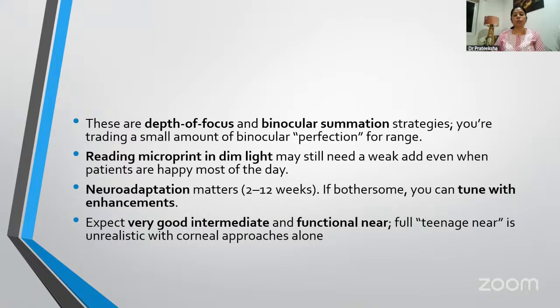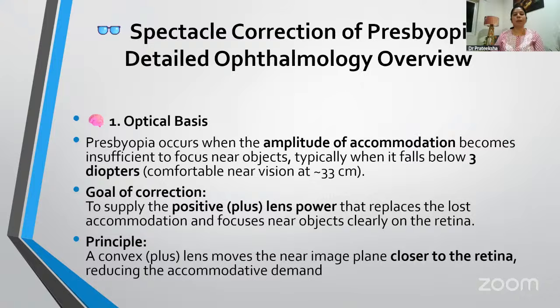Neuroadaptation matters, 2 to 12 weeks. If bothersome, you can tune with enhancement. Expect very good intermediate and functional near. Full teenage near is unrealistic with corneal approaches alone. Then the final and the most commonly used is spectacle prescription for presbyopia.